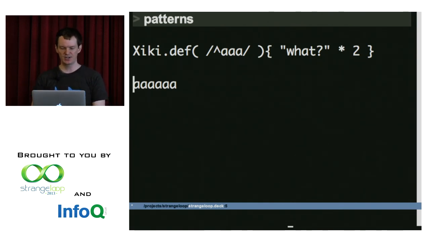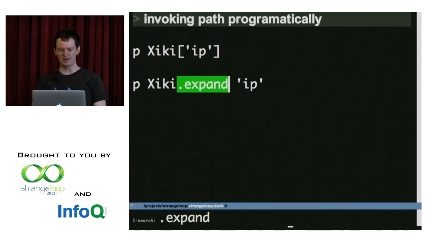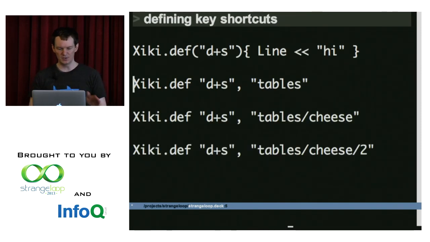This is a regular expression. If a line begins with AAA, it'll run the block. There are many ways of making menus. This is how you programmatically run a menu. The .expand method is the same as the brackets. It's kind of at the core of the language if you use it directly through Ruby.